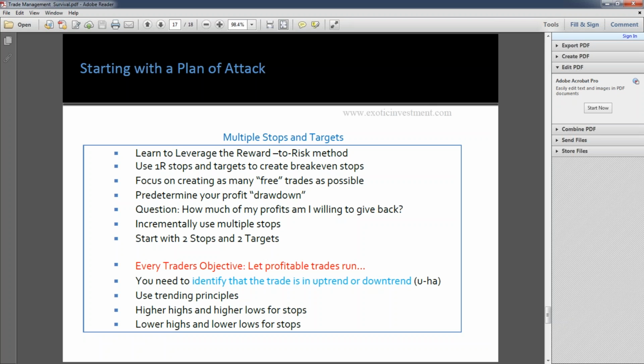Okay, every trader's objective: let profitable trades run. You need to identify whether the trade is in an uptrend or downtrend. So let the profitable trades run. You have to move with trailing stop losses, and at the point when it is going really high and there is a change in the momentum, it is time that you exit out of it.